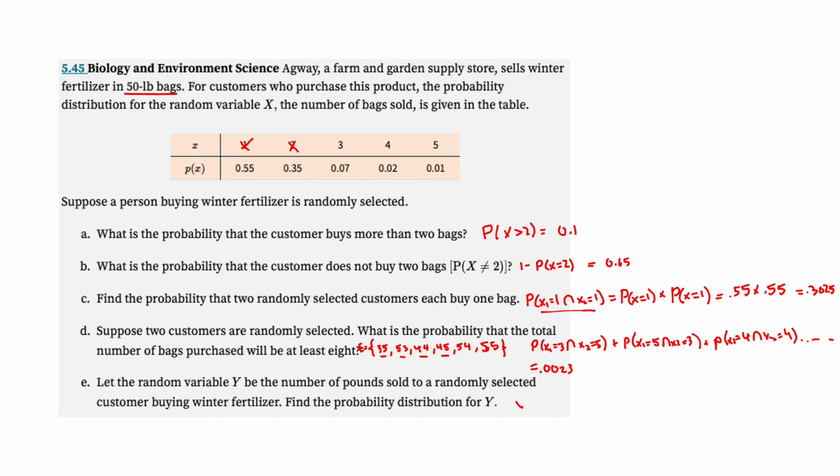So all we're going to have to do to recreate this probability distribution for y is recreate this table identically, but multiply this out. So this is going to be 50, 100 pounds, 150, 200, and 250, right? 1, 2, 3, 4, and 5 bags. And these have the same probabilities, right? You're just describing this variable slightly differently. The underlying phenomenon has not changed.